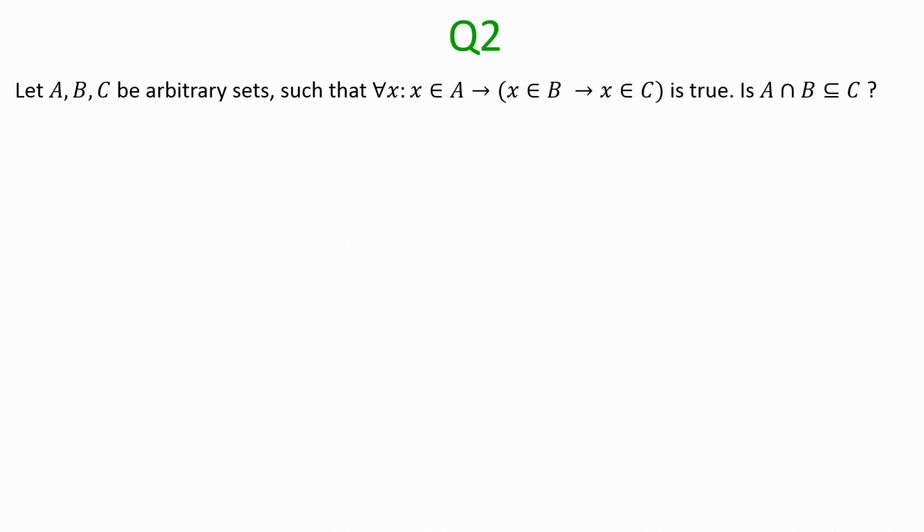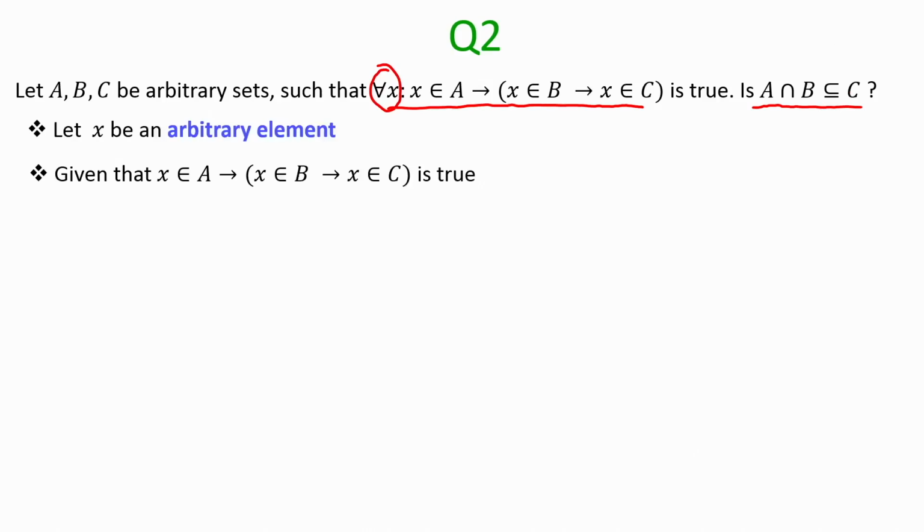In question 2, you are given the following. You are given 3 sets A, B, C such that this predicate holds for every element x in the set A, and the property here is that if x is in the set A, then the implication that x belonging to B implies x belonging to C is true, and this is a universally quantified statement. Okay. That means, this condition holds for every element x in the set A. Then you have to either prove or disprove whether the intersection of A and B is a subset of C or not.